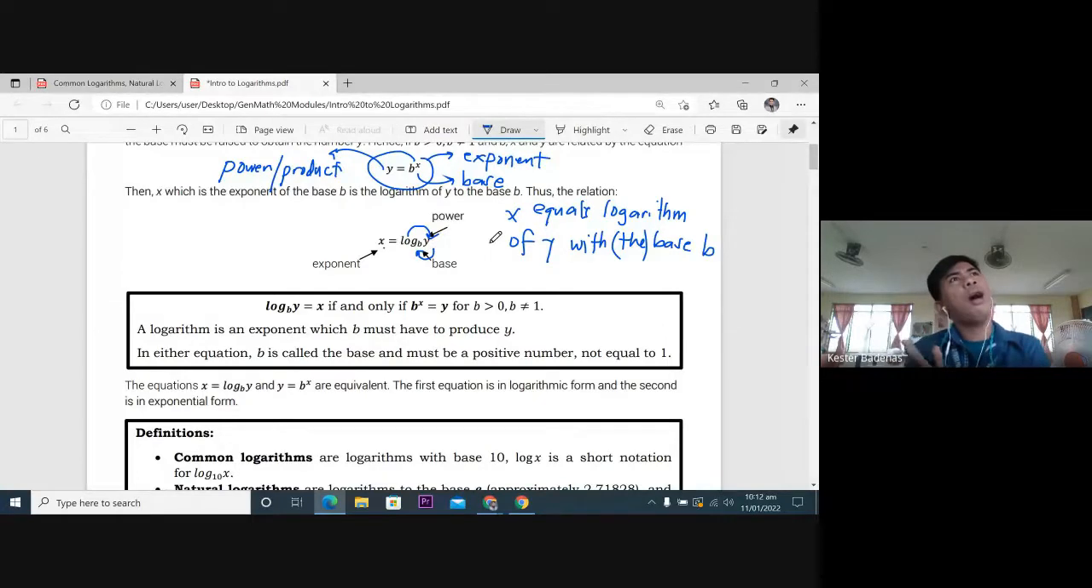Parang it's multiplication and division lang, di ba? Pag nag-exponent tayo, parang tayo nagmo-multiply. Tapos pag binalik natin yung exponent, magiging logarithm naman siya.